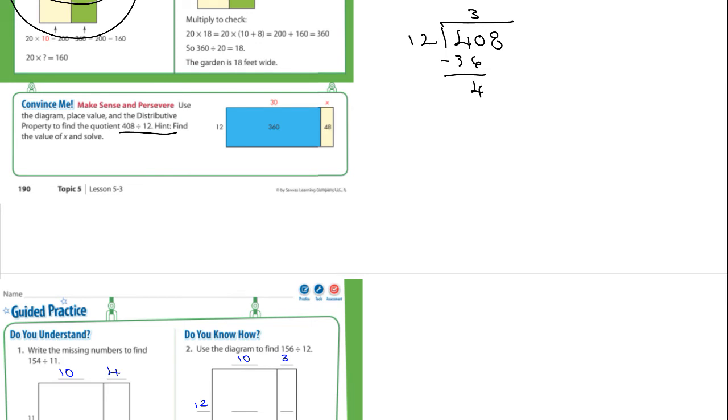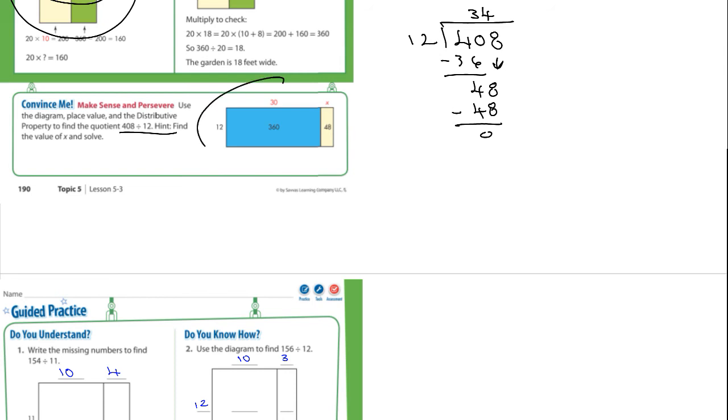But we're not done yet. Got to account for that 8, so I got to bring down the 8. Now we have 48. So the next question is, how many times does 12 go into 48? I heard somebody say 4 times. And that is exactly 48. And if I subtract it, of course, nothing is left over. So 12 goes into 408 34 times.